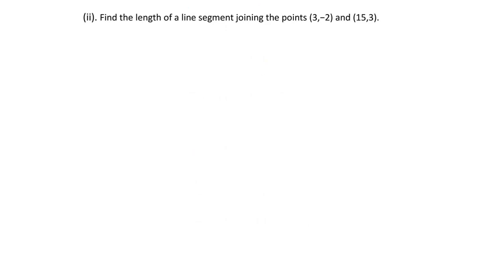For Roman 2, find the length of a line segment joining the points 3, -2 and 15, 3. Okay, so to find the length of a line segment, we are going to use the distance formula which says distance equals under root in brackets x2 minus x1 squared plus y2 minus y1 squared.